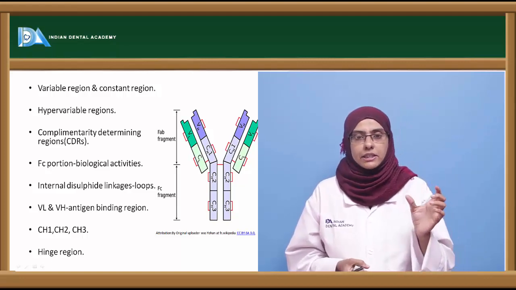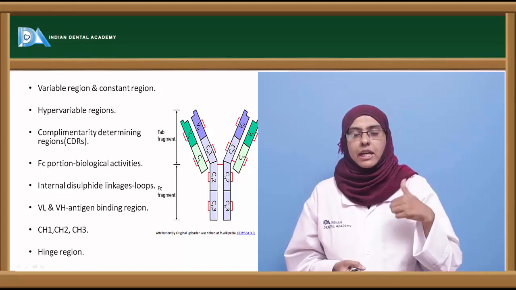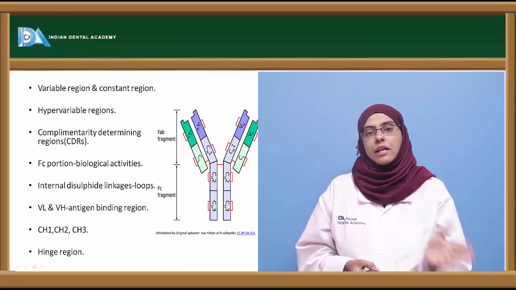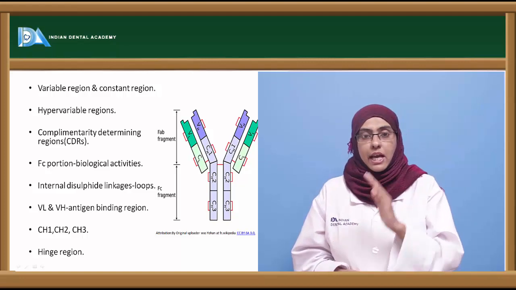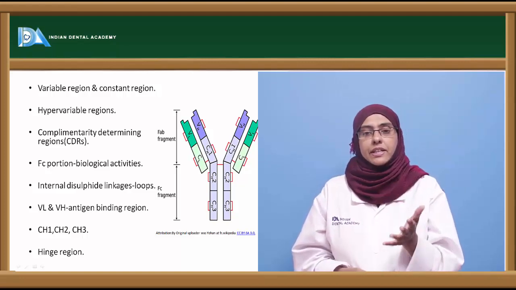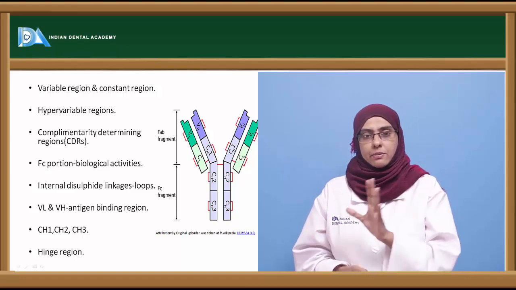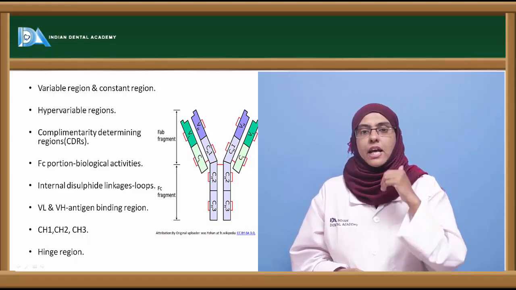The variable regions are the regions present at the amino terminus, and here the amino acid sequence varies from one antibody to another. It is this region that specifies the specificity for the different types of antigen. It changes with the different types of antigen. That is why it is called the variable region.